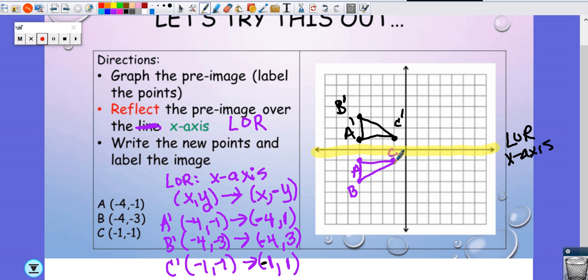Also, the distance from the line of reflection on both sides should be the same. So I have one space here, one space here. So I knew I was going to be wrong. And I have one space up here between it and one space up here. And if I go from the line of reflection to B prime, I got 1, 2, 3 spaces. So there's a lot of ways you can count and make sure you're right. Let's go to the next example.